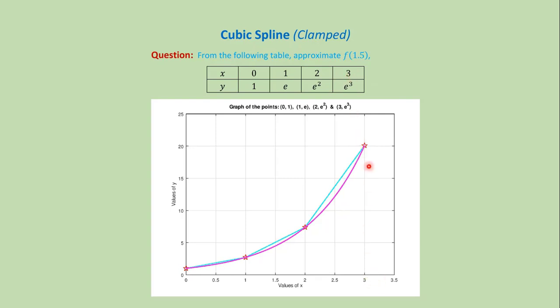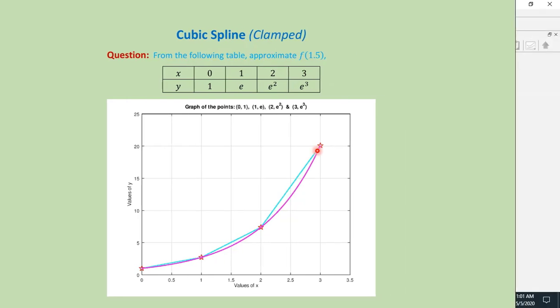Using other methods, we normally connect those points using straight lines. But if we use the cubic spline method, then we connect those points using curves, and we get a more accurate result. Now let's run the MATLAB code.